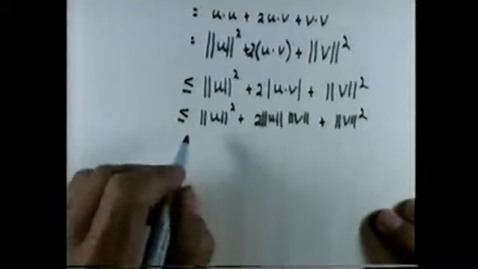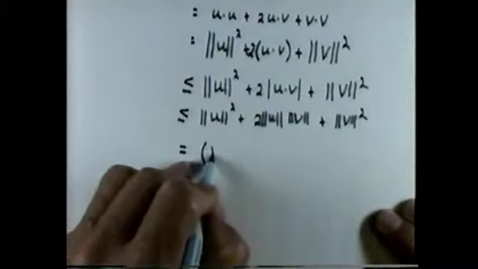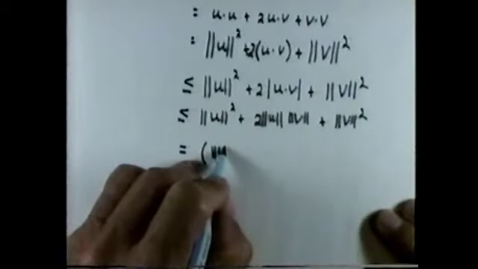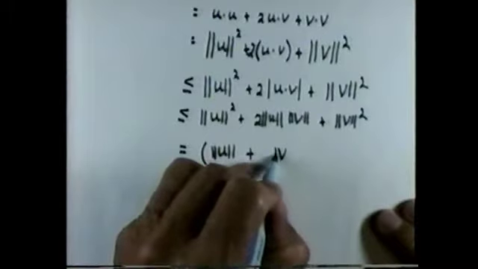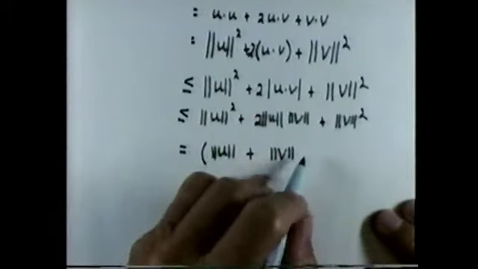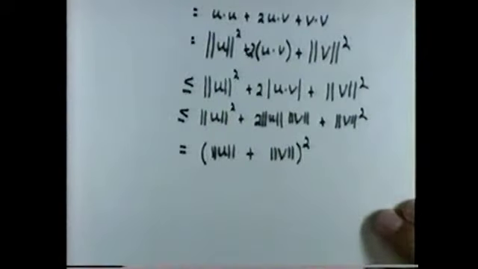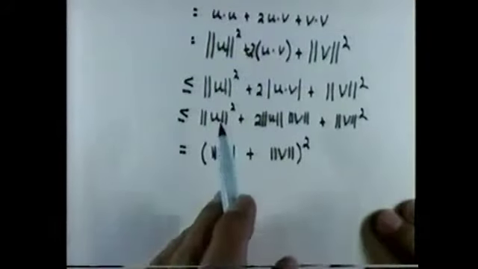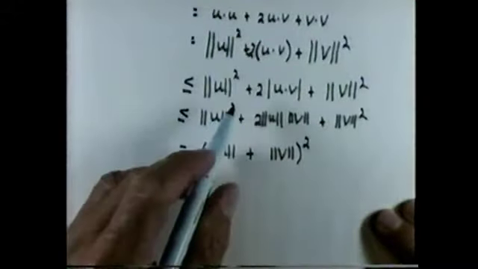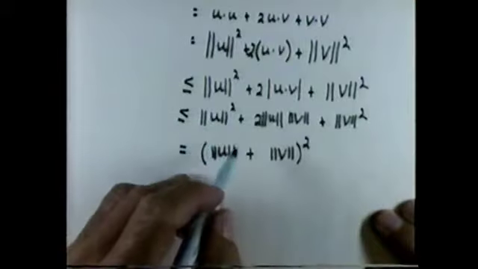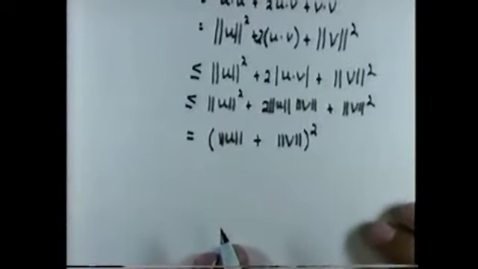And of course, this can now be factored, so it equals the magnitude of u plus the magnitude of v quantity squared, just by factoring. How do I get the magnitude of u quantity squared? Magnitude of u times the magnitude of u and so forth. So that's just a quick check of the factoring.